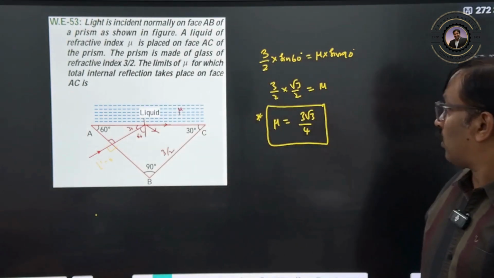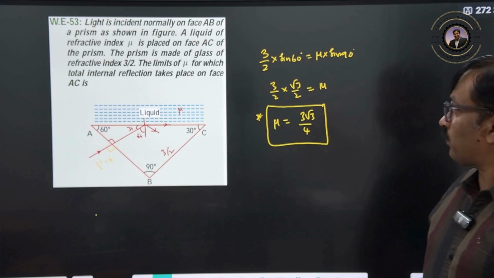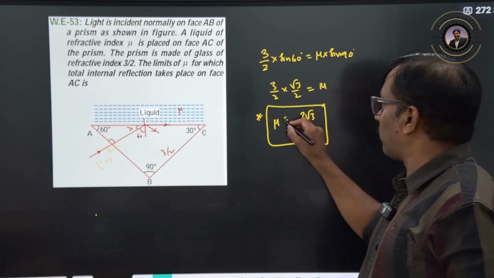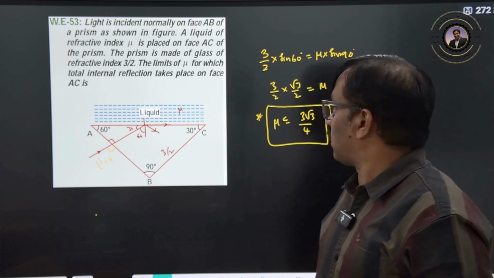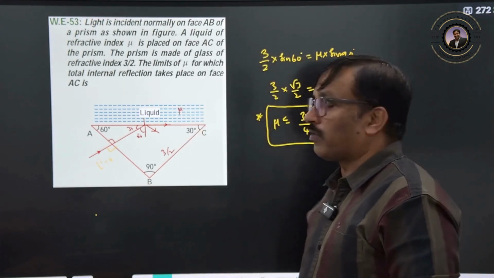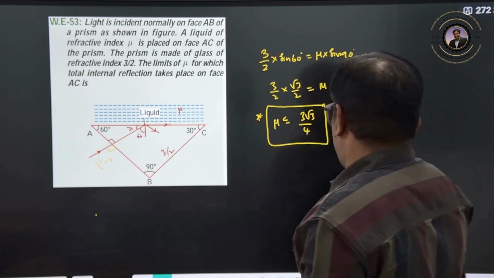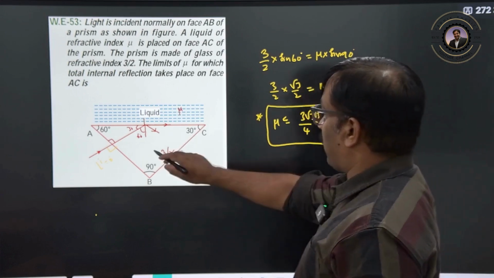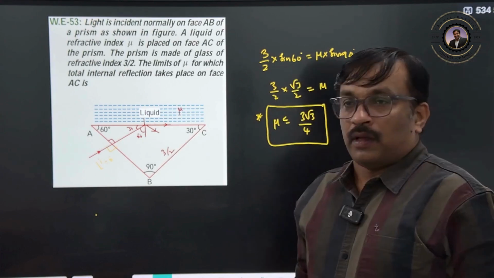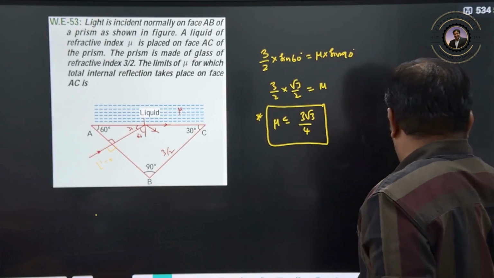This should be the minimum refractive index. So the refractive index of this liquid should be lower than or equal to this, because this should be the denser medium and this should be the rarer medium. Clear? Like that. We will see some more questions now.